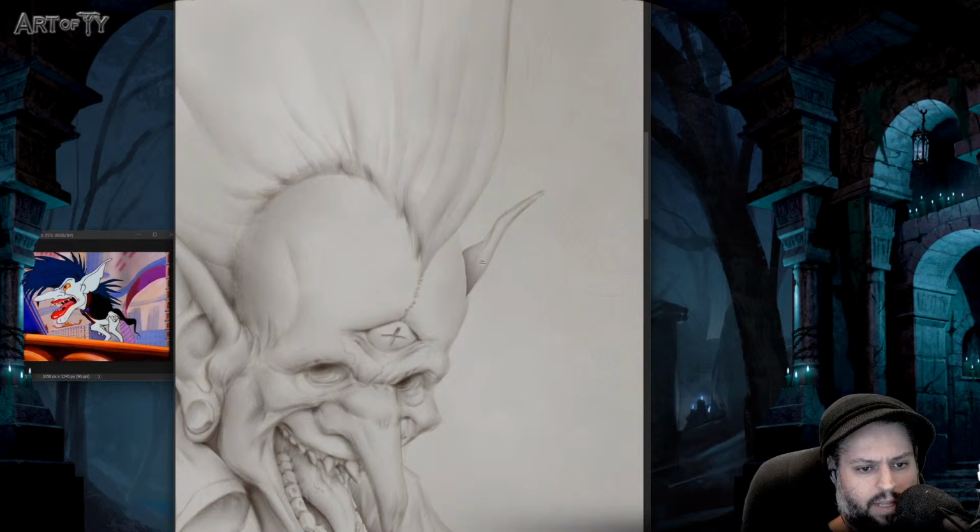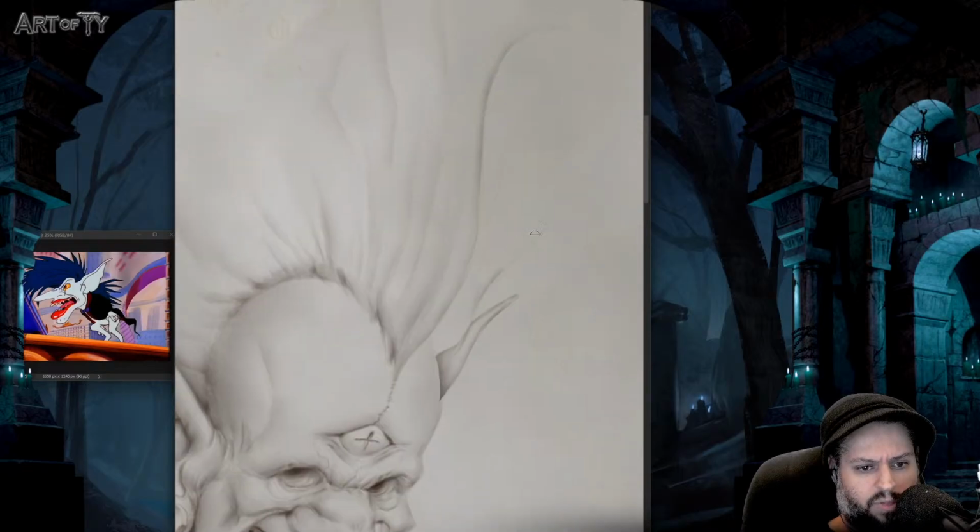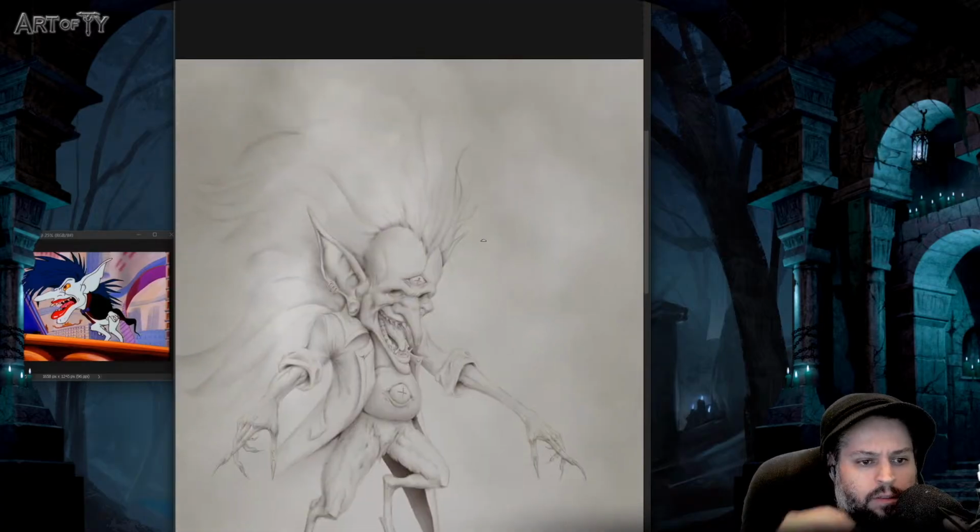Oh, careful of that edge. And we did have a little bit of hair here too, didn't we? So let's make sure we get a few strands showing back there. Okay.